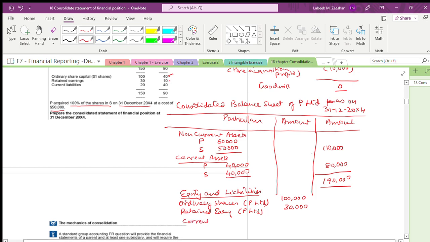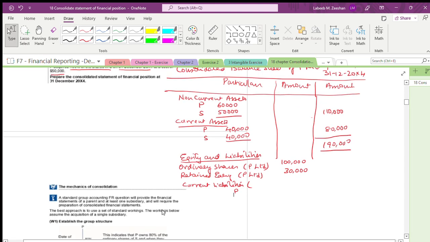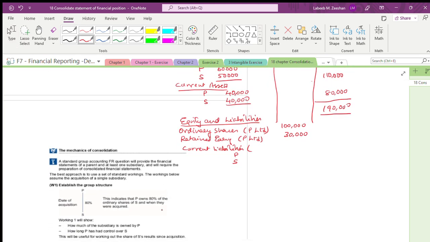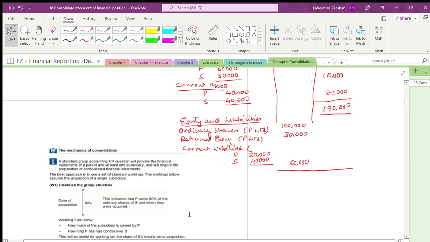Current liabilities. In current liabilities we take both, because when you are taking the assets, you are supposed to take the liabilities also. P Limited is 20,000 and S Limited is 40,000. Total comes to 60,000. If you do the total, you will get 190,000.